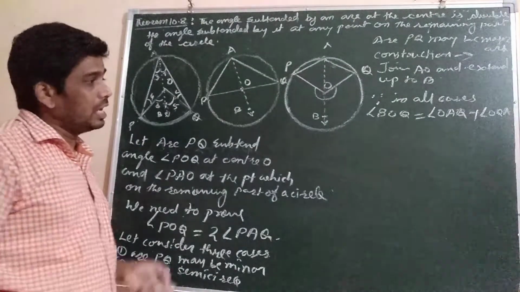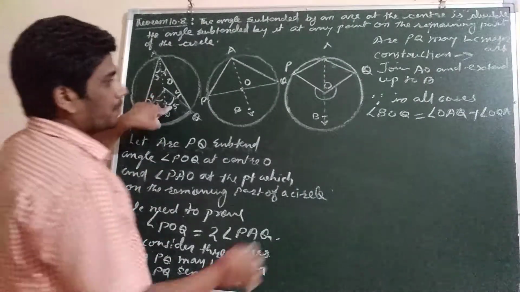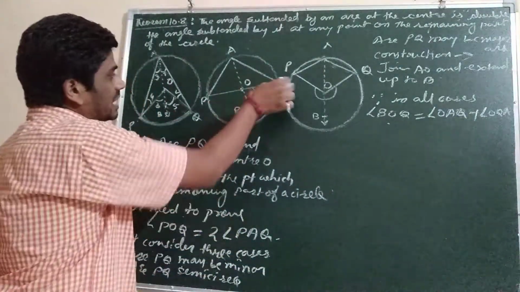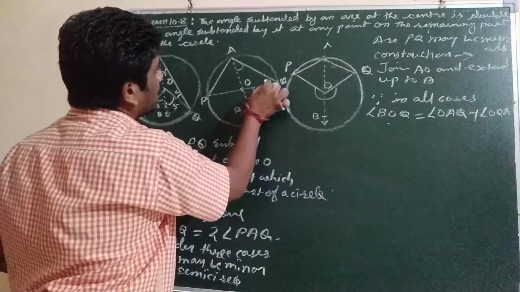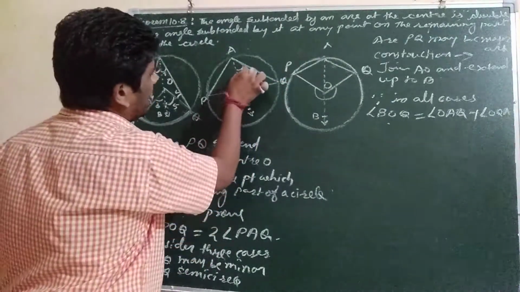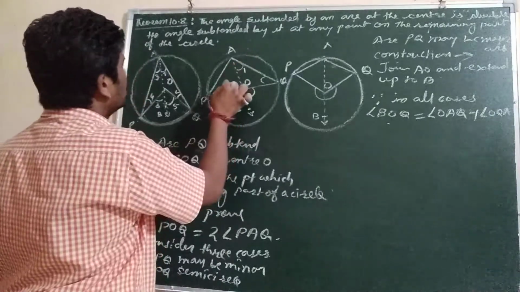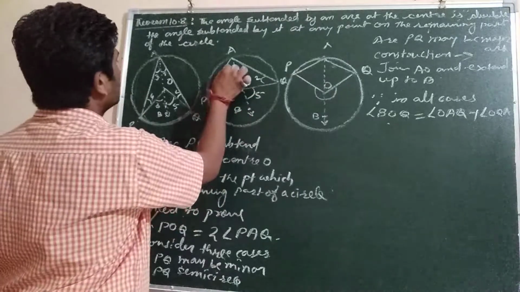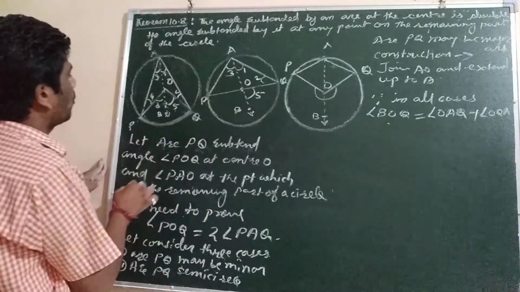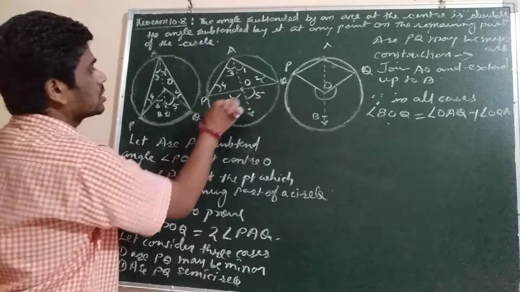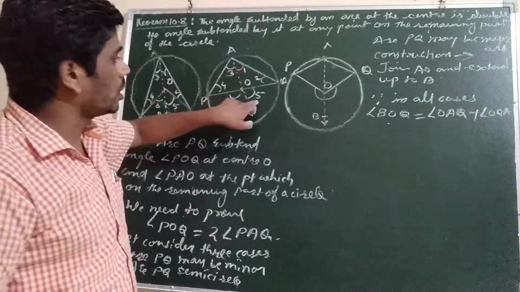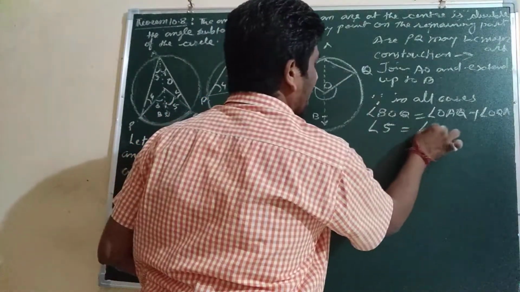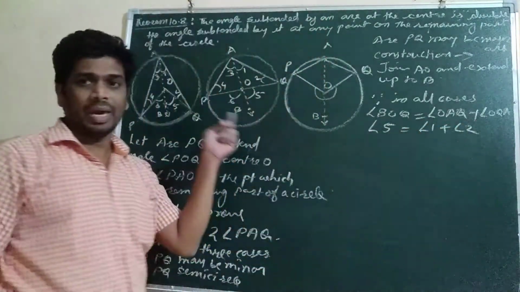Now this will happen in all the cases. Means if you apply here, also the same. Suppose I write the numbers here: this is 1, this is 2, this will be 5, the same numbers we are representing, 3, and this will be 4, and this is 6. Okay, so angle 5 will be equal to angle 1 plus angle 2 we can write.